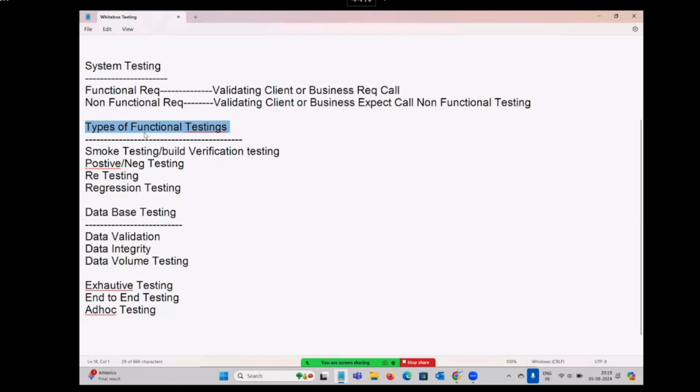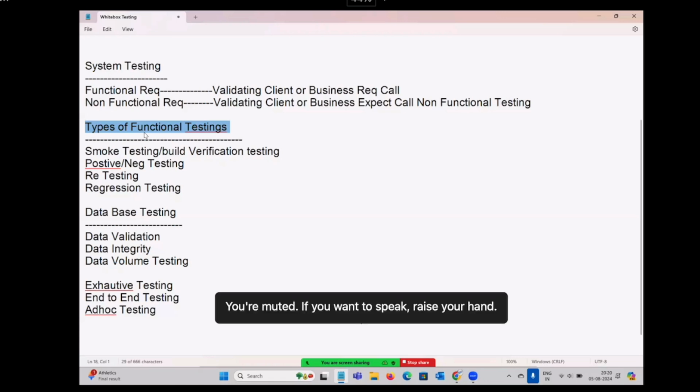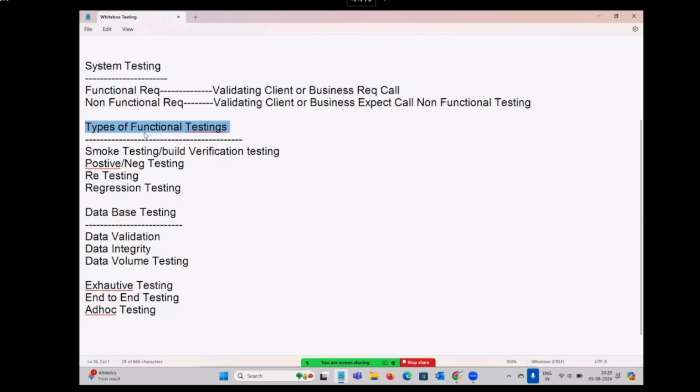All are testing types which come into functional testing. Once the project is scheduled, every testing engineer has to focus on functional requirements. Whenever 100% functional requirements are completed, then we can go to validate the types of non-functional testings.